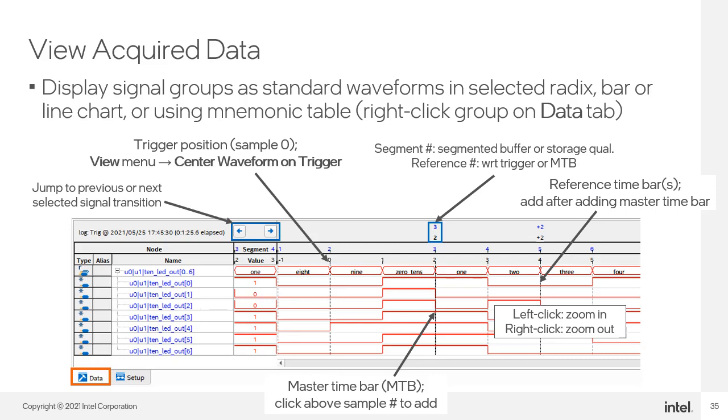If the viewing of data discontinuities for storage qualification is enabled, a feature we'll look at later, extra markers are displayed to indicate where samples were skipped from being stored in the buffer.